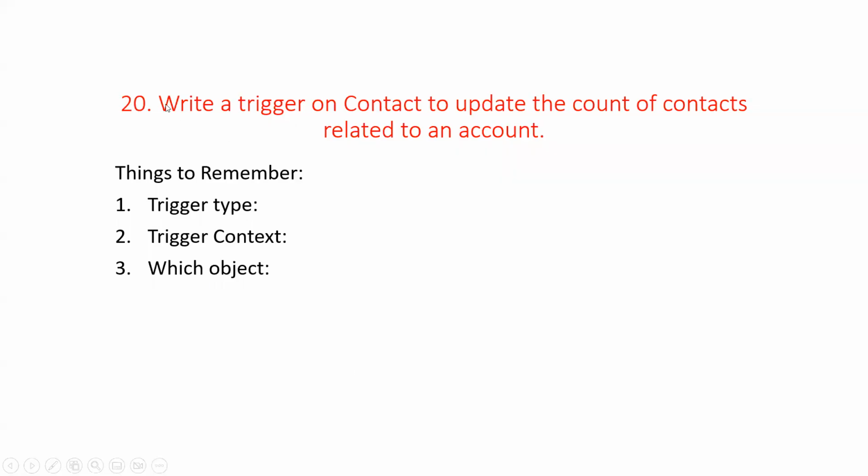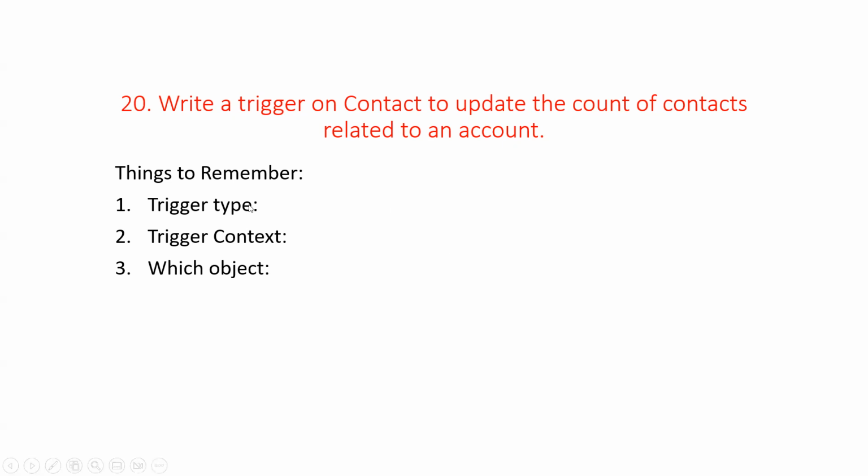For episode 20, we're trying to solve problem number 20, which is writing a trigger on contact to update the count of contacts related to an account. What it means is, in the account object, we need a number type field that counts the related contact records for that particular account, and displays that upon any operation on the contacts, like deleting, updating, inserting, or sometimes undeleting the records.